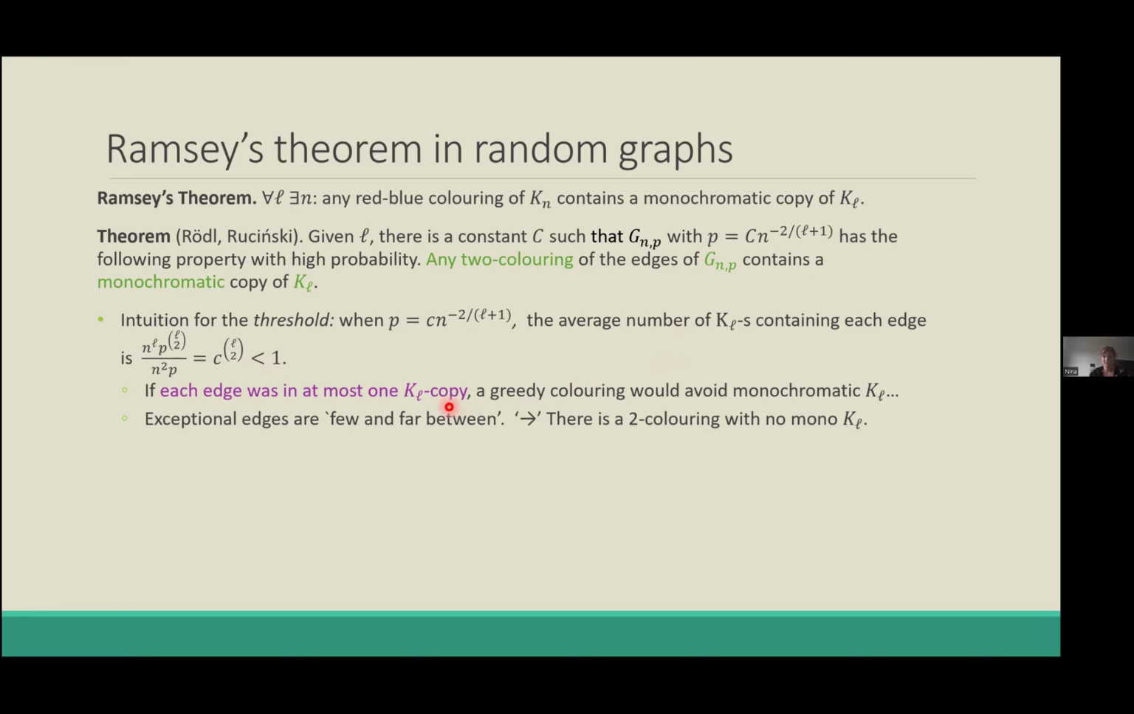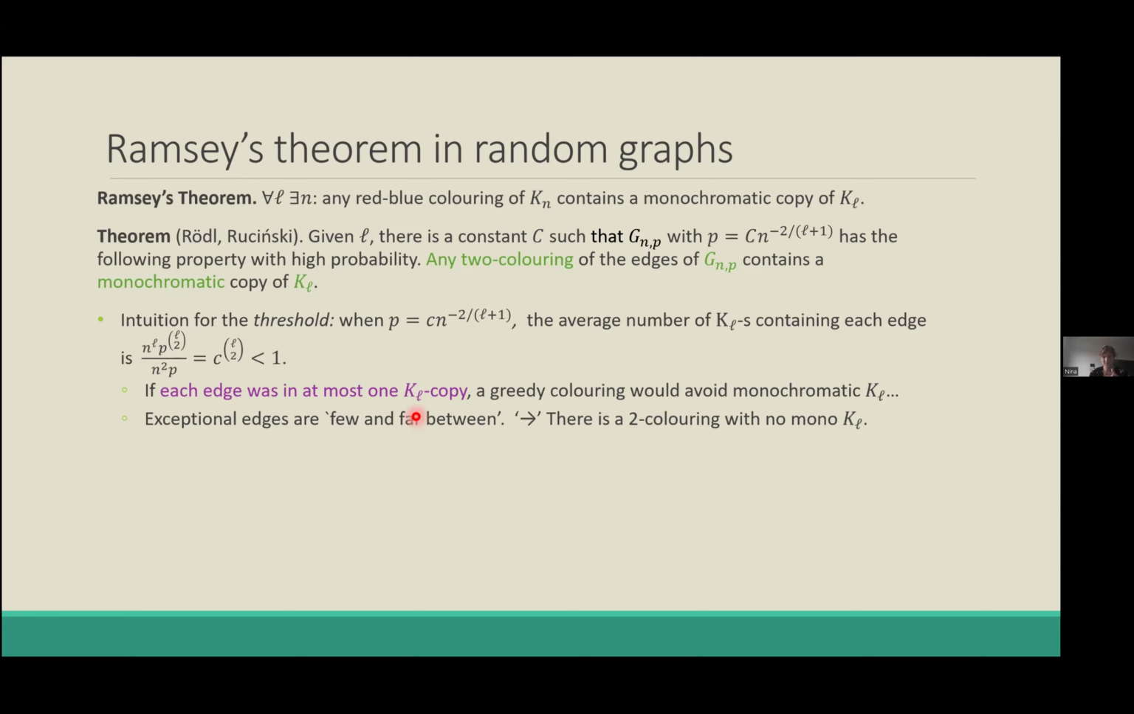So now if we pretend for a bit that each edge is in at most 1 K_L copy, so if each edge is in either 0 or 1 K_L copies, then a greedy coloring does the job easily. So then you can order the edges arbitrarily and color them one by one. And when you want to color some edge e, you look at the unique copy of K_L containing this edge. So maybe all edges in this copy so far are red, and then you color your edge blue and vice versa. So you use each edge in order to prevent the corresponding monochromatic K_L copy, and that's it.